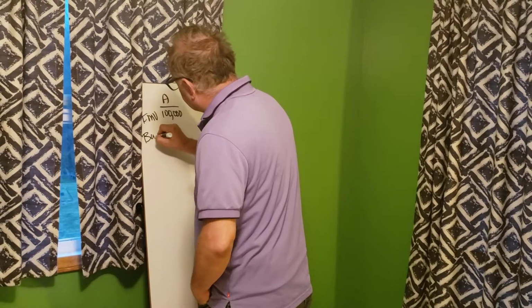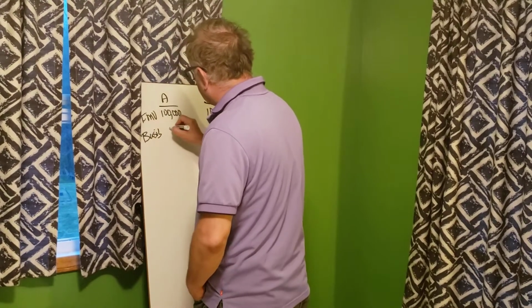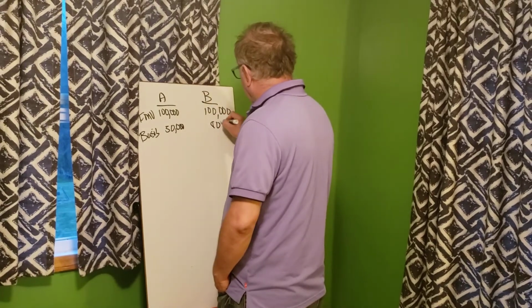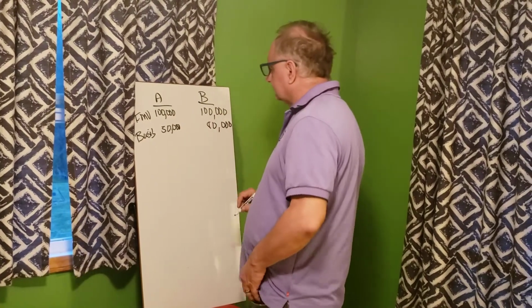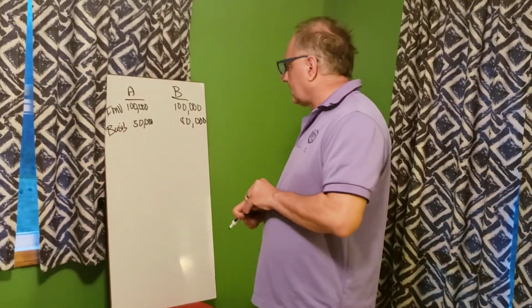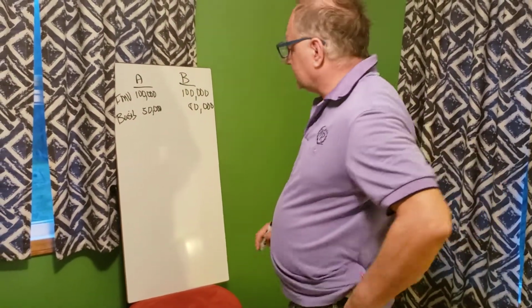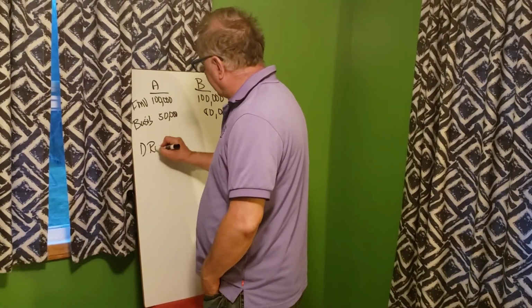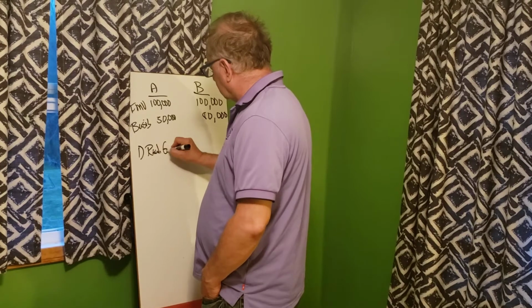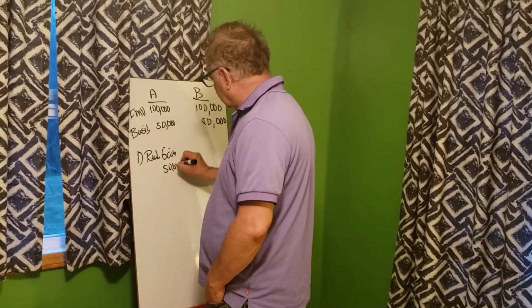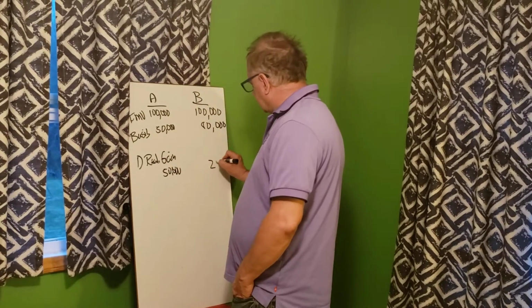And basis is 50,000 here and 80,000 here. So now we're going to work through this 4-step process. Number 1, realize gain. Here for A, that is $50,000. Here it is $20,000.